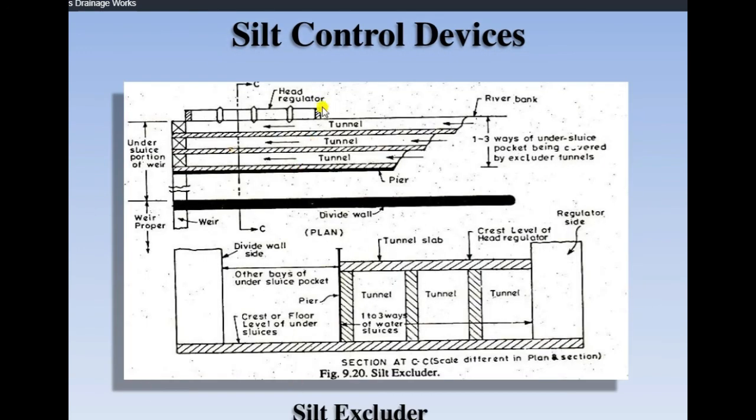Now this is the silt control device. These are the tunnels, the undersluice portion of the weir. That is the pier. That is the divide wall. When the water passes over the channel, the debris and sediment are left behind, and the water safely escapes from the upper portion. These are the tunnels, and these are the tunnel slabs.